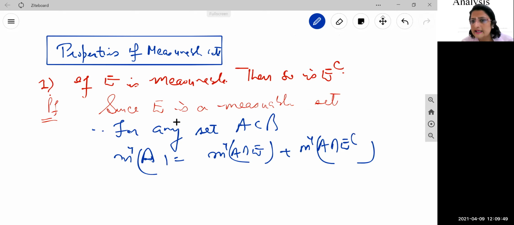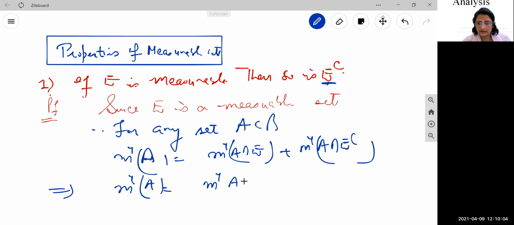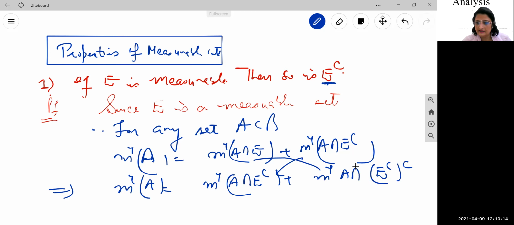ये रिजल्ट E के लिए है, मुझे पहुंचना है E complement, right? So can I write like that? M star A is equal to, इसको पहले लिख दिया, it implies A intersection E complement, right? इसको मैंने इधर लिख दिया, अब इसको मैं इधर लिख रही हूँ, M star A intersection E को can I write E complement its complement, right?